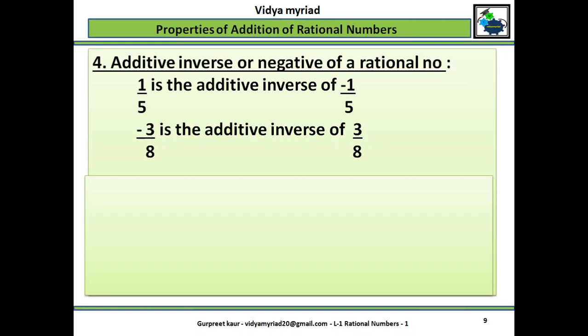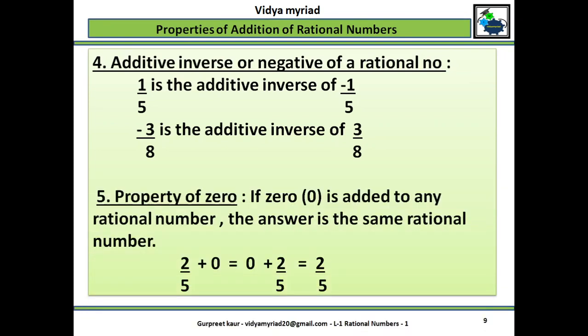So if I ask you what is the additive inverse of 2 upon 5, the answer will be minus 2 upon 5, because 2 upon 5 plus minus 2 upon 5 is 0. The ultimate result should come to 0. Okay. Next, property of 0.